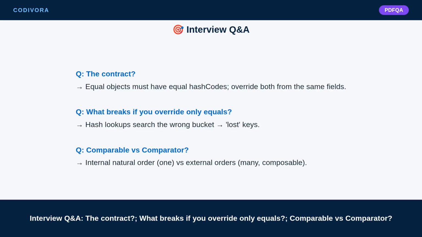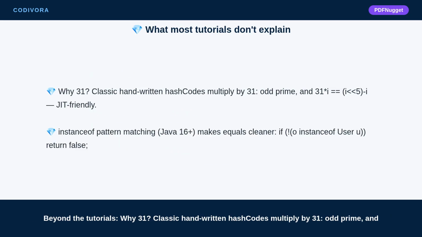Interview questions on this. Rapid fire. The contract? Equal objects must have equal hash codes. Override both from the same fields. What breaks if you override only equals? Hash lookups search the wrong bucket, leading to lost keys. Comparable versus Comparator. Internal natural order, one, versus external orders, many, composable. Why must map keys be immutable? Mutating a key changes its hash code, so the entry is stranded in the old bucket. And what most tutorials never tell you. Why 31?